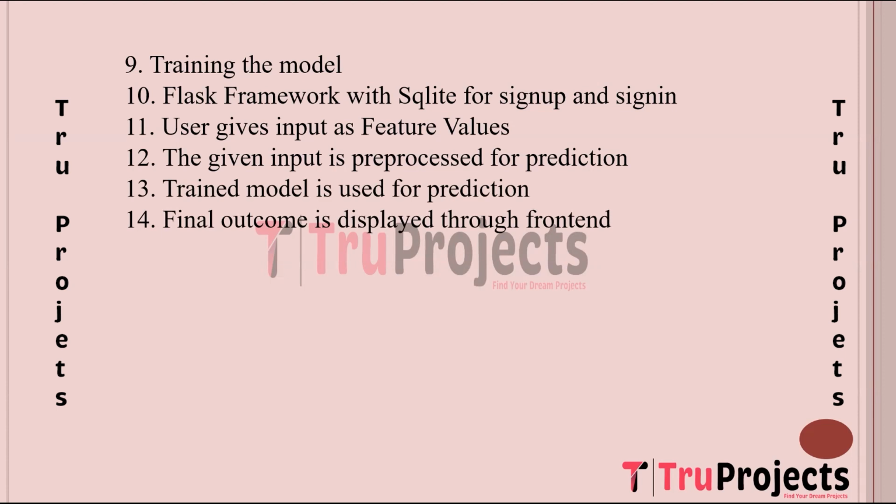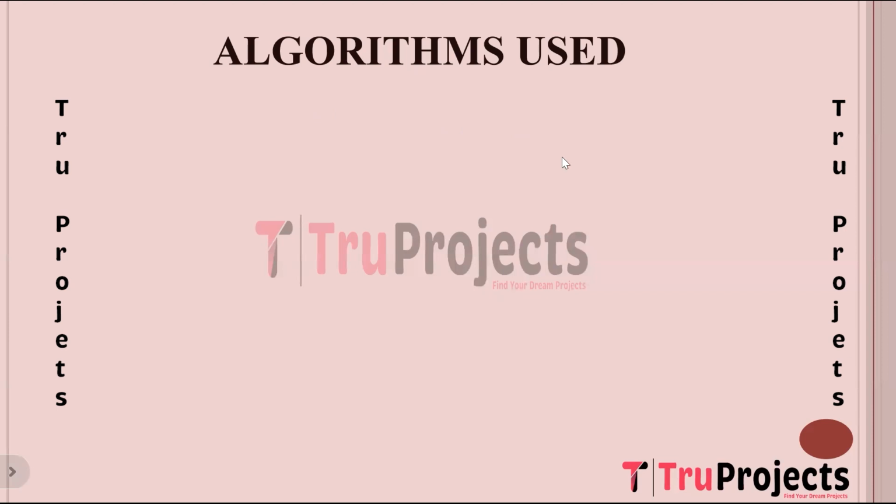Final outcome is displayed through front end. The final outcome, which could be the predicted classification or any relevant output of the intrusion detection models, is displayed to the user through a front-end interface. This user-facing interface provides a means for users to interact with the system, receive predictions, and view the results of the intrusion detection analysis.